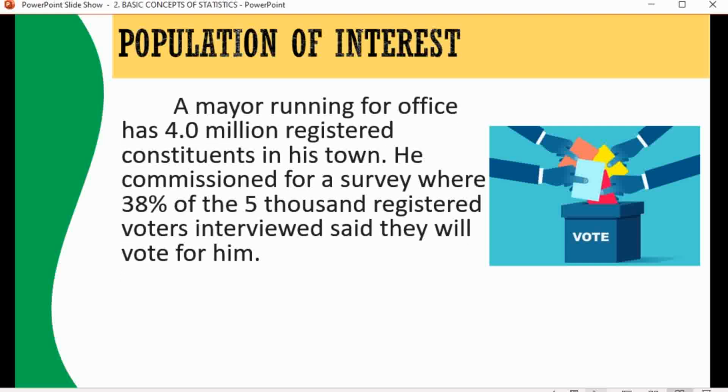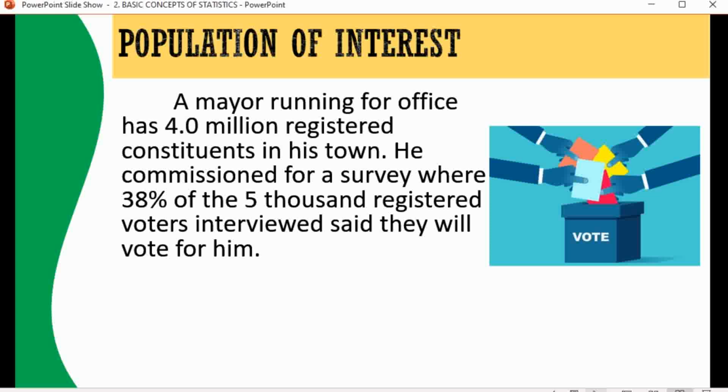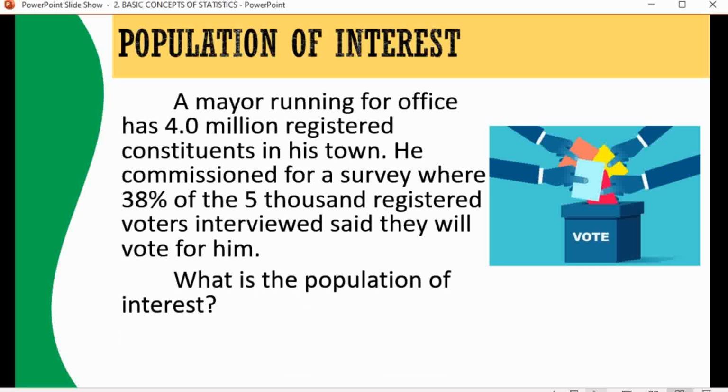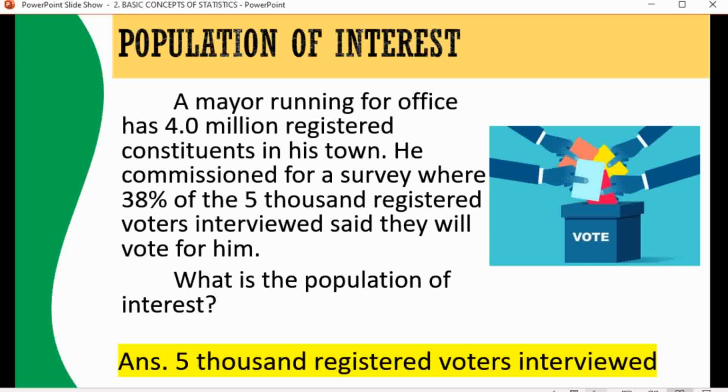For instance, a mayor running for office has 4.4 million registered constituents in his town. He commissioned a survey where 38% of the 5,000 registered voters interviewed said they will vote for him. So what is the population of interest? What is the focus? Who were chosen to be part of the study? The answer is the 5,000 registered voters interviewed.